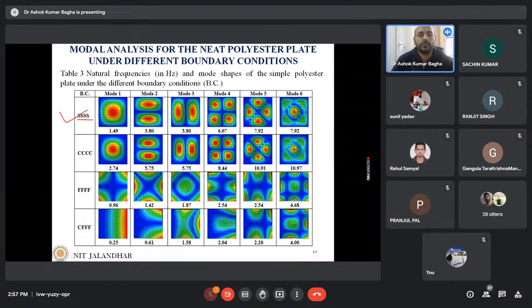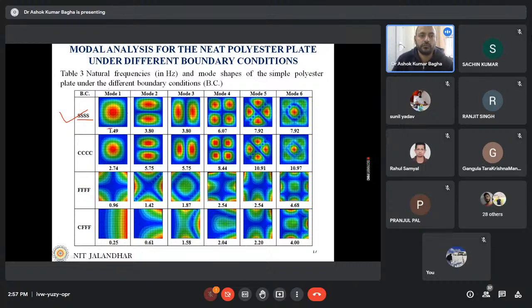It is simply supported from all the edges. Let us say that the plate is simply supported from all the edges, and you are doing the modal analysis. When you are using Abaqus, there is a direct function, modal analysis. You can use that direct function to find out the natural frequency.